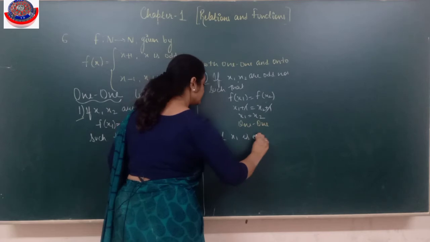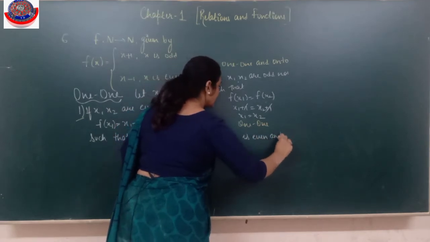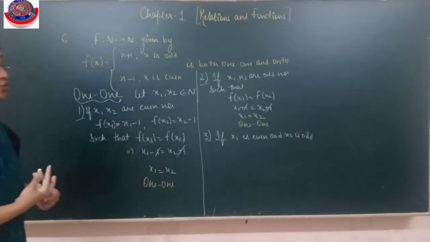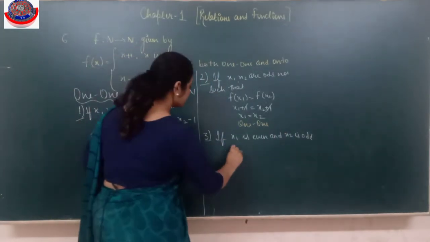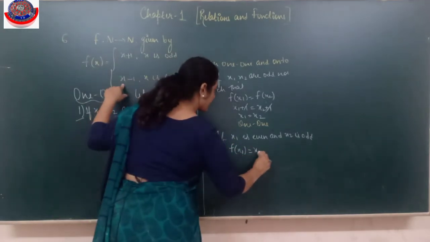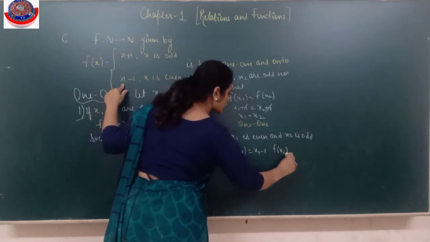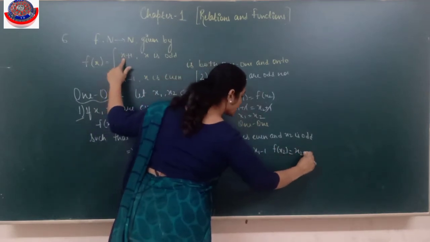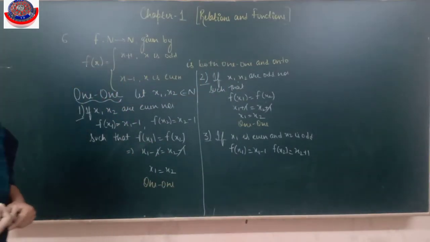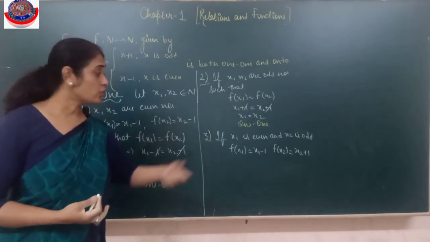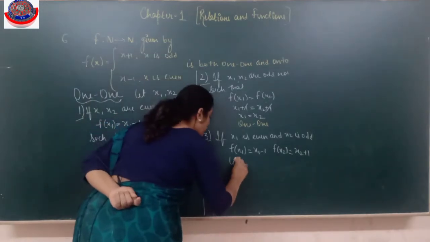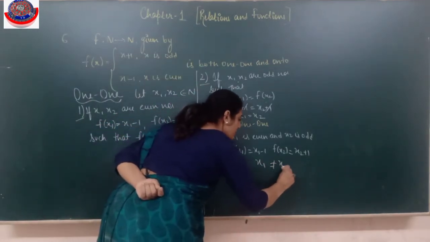x1 is even and x2 is odd. Then what will be f of x1? For the even case, f of x1. And what will be x2? Because x2 is odd, I'll pick up this function. Now, even and odd numbers cannot be equal. Is it clear? So definitely, if I talk about images, even and odd numbers cannot be equal. So in this case, I'll start like this. Because even and odd are not equal, x1 is not equal to x2.